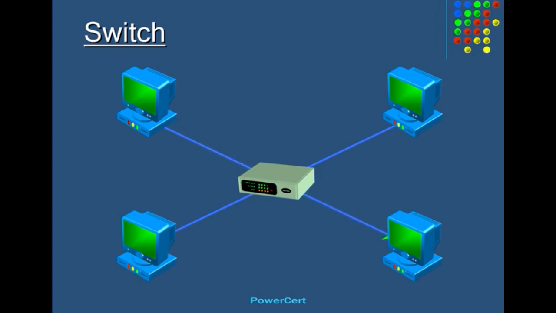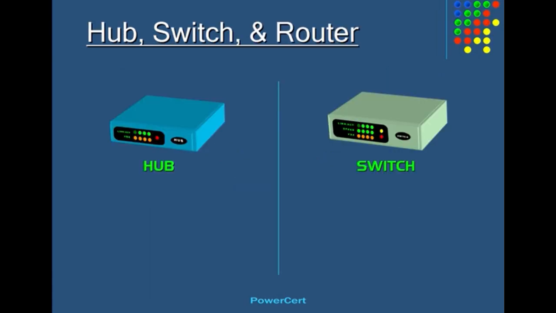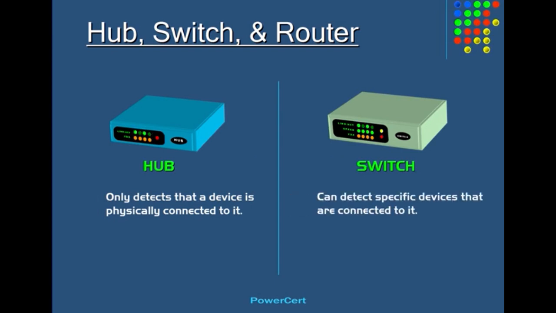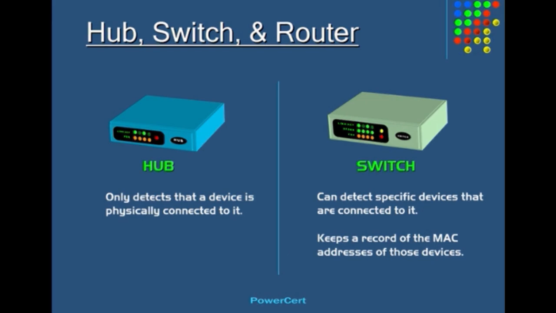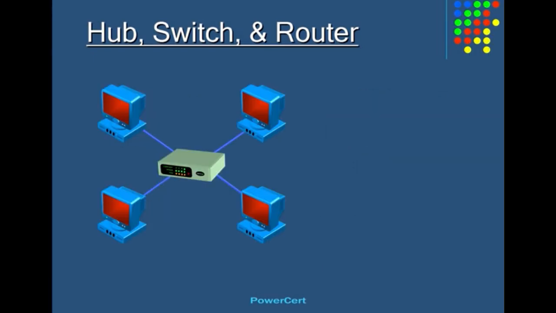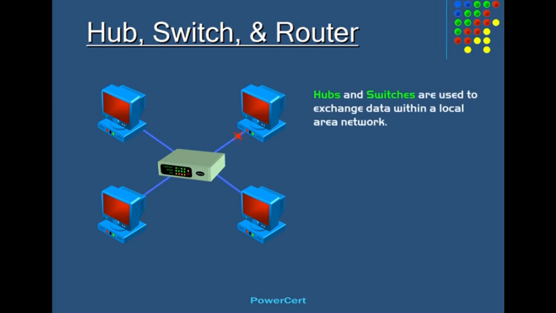So as a result, switches are far more preferred over hubs because they reduce any unnecessary traffic on the network. So as a review, a hub only detects that a device is physically connected to it, and a switch can detect specific devices that are connected to it because it keeps a record of the MAC addresses of those devices. Now hubs and switches are used to exchange data within a local area network, for example in your home network or in a business.